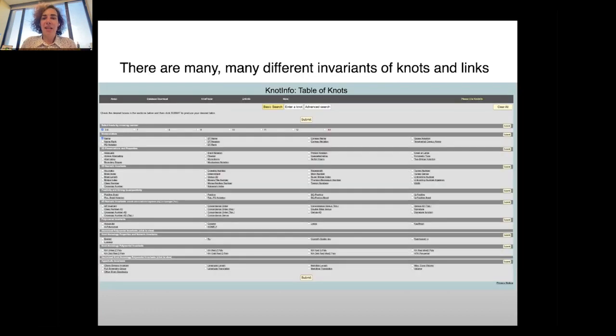So there are many, many, many different types of knot invariants. This is a screenshot of KnotInfo. And so there's a lot of different invariants that I can't or won't be able to extend to theta curves, but we'll focus on just a couple of them.